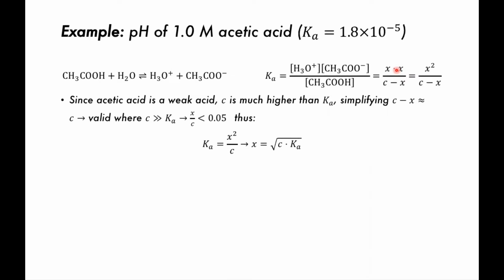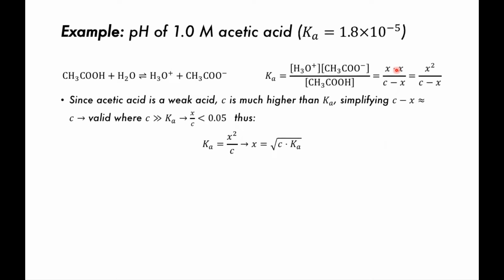So the concentration is like, what, 5 orders of magnitude higher. So C is much higher than Ka. And so simplifying C minus X to C is valid where C is much larger than Ka. And so X divided by C must be less than 0.05, which in this case it most likely is. And thus we can recreate our expression as Ka is equal to X squared over C. And so then X is going to be equal to the square root of C times Ka.